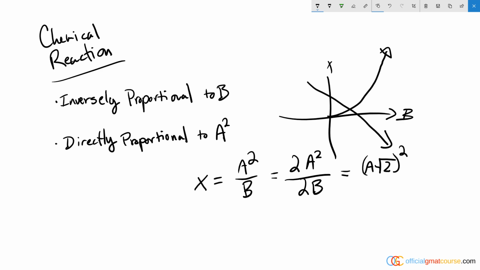So if we multiply A by the square root of 2 before we square it, we'll get A squared times 2 out, and that will balance out the 2B on the bottom, so that we cancel out the 2's and we end up with the original ratio that we had at the beginning, which would mean X was unchanged. It was still equal to A squared over B. Okay, so now this is where the trickiness comes in a little bit, because we have percent increases and we don't have any radicals in our answer choices.